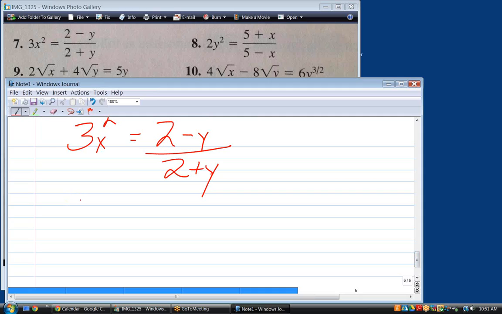What goes on the left? 6x. And what goes on the right? Then would you do 2 plus y times, I guess it'd be 1? Minus 1. Minus 1, okay. Minus 1 what? Minus 1 y prime. Okay.